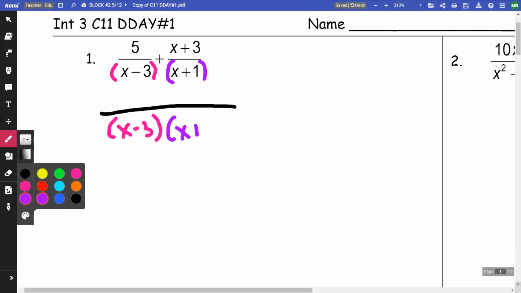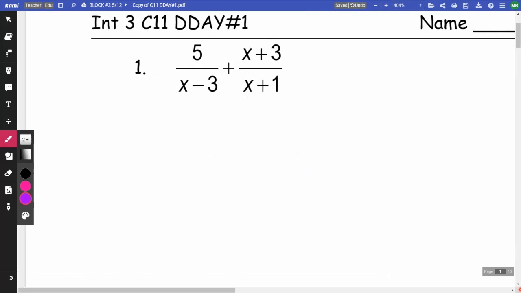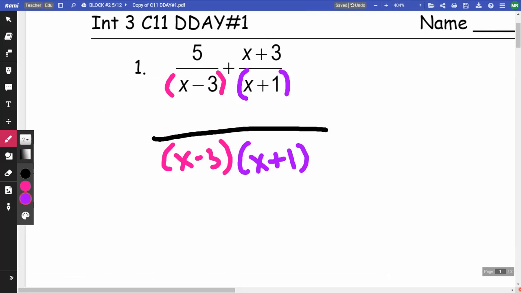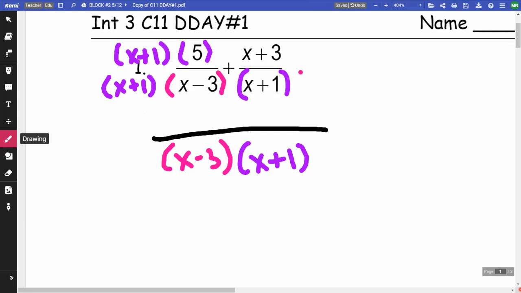and x plus 1. And so I am going to need to multiply this first fraction by x plus 1 because it's missing that. So I'm going to multiply top and bottom by that. The other side is missing the x minus 3. So I'm going to multiply top and bottom of that by x minus 3. And it needs to multiply this whole quantity. Okay.